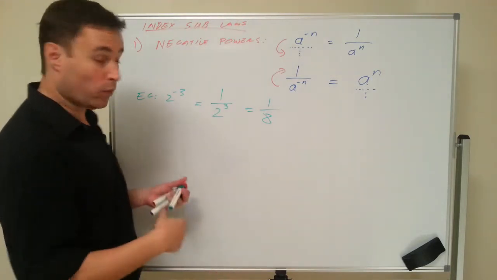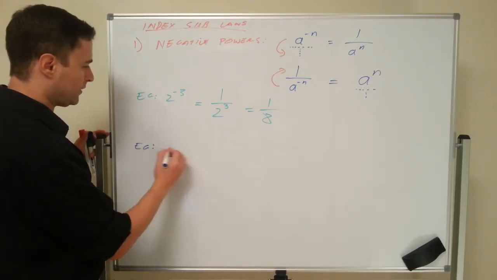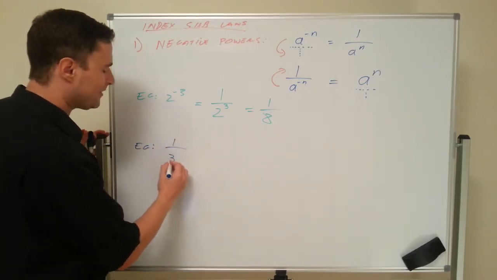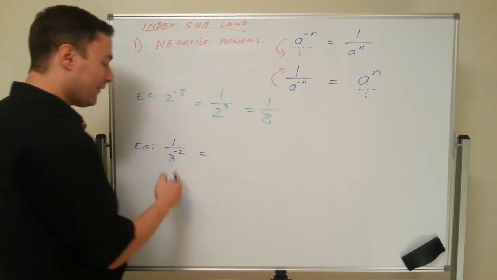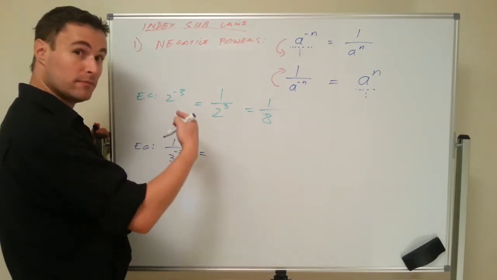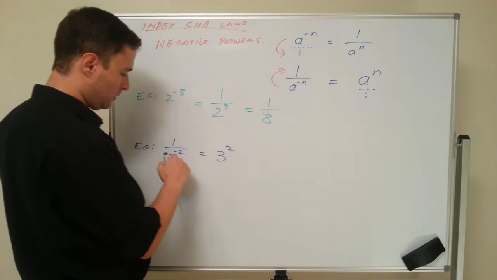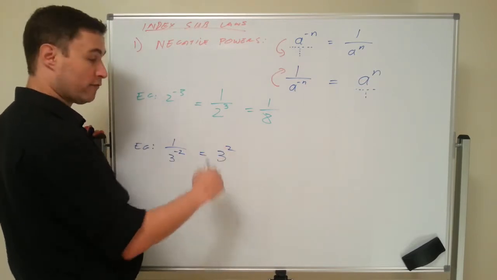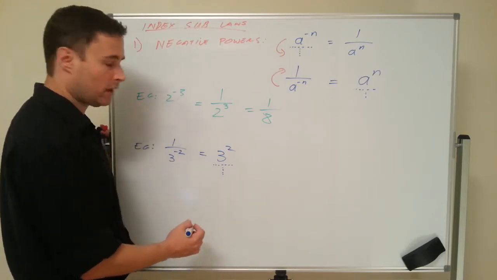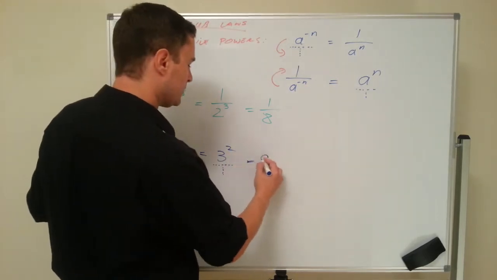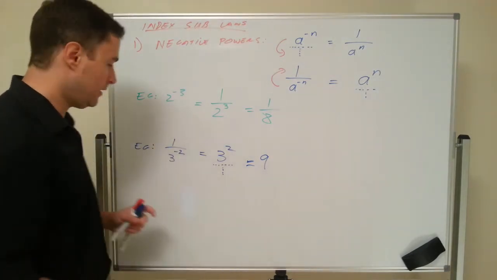So let's try another one. E.g. 1 over 3 to the negative 2. I'll get there in the end. Now that negative is going to move it to the other side of the divide line. So it becomes 3 to the power of 2. Look, negative, no negative. I've moved it. It's gone. If you want, the invisible divide line is still there. Now I'm going to square it. 3 squared is 9. So 1 over 3 to the negative 2 is equal to 9.